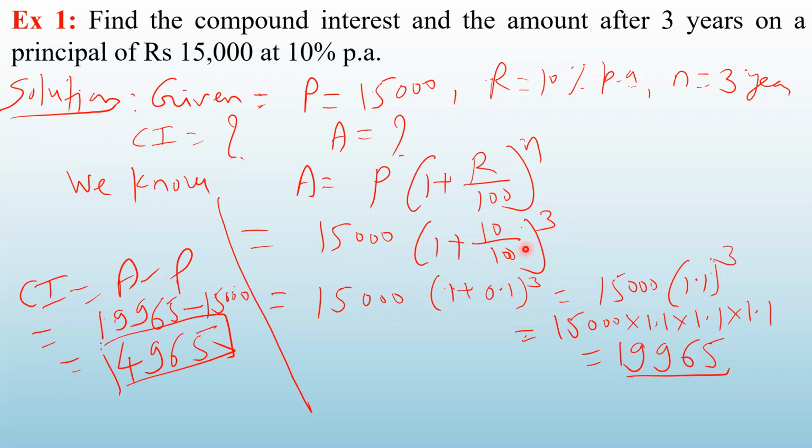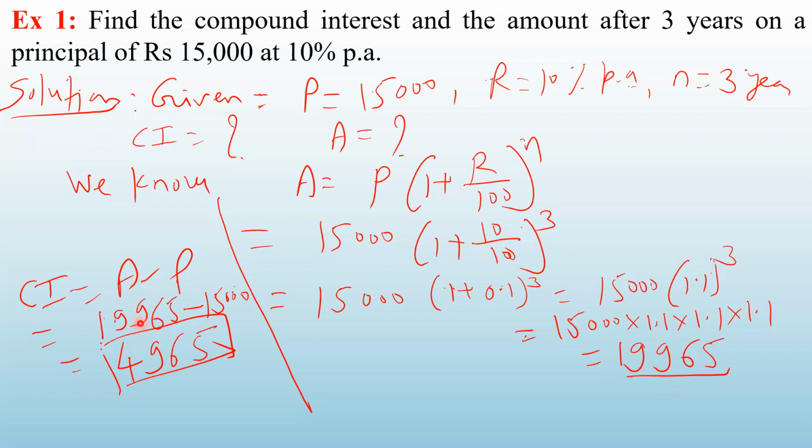Now what is 10 upon 100? It is 0.1. So 1 plus 0.1 gives you 1.1 raised to power 3. And here it is 15,000. 15,000 into 1.1 raised to power 3. 1.1 raised to power 3 means multiply 1.1 by itself 3 times. So 15,000 into 1.1 into 1.1 into 1.1 will give you 19,965. So this is the amount.